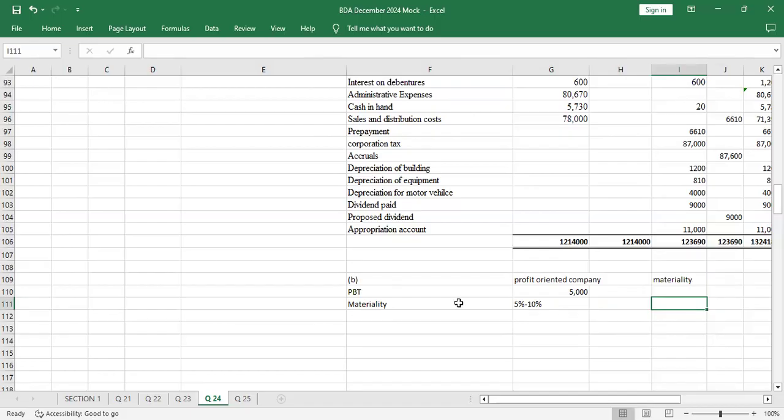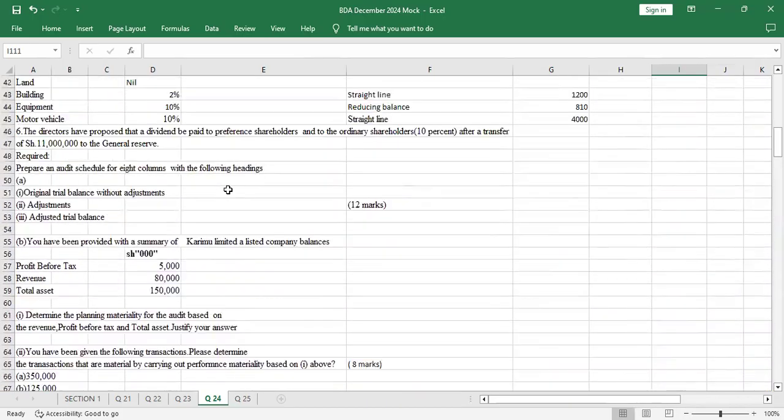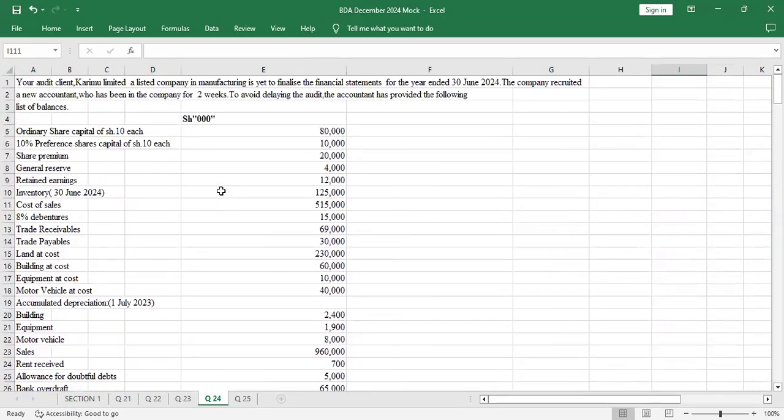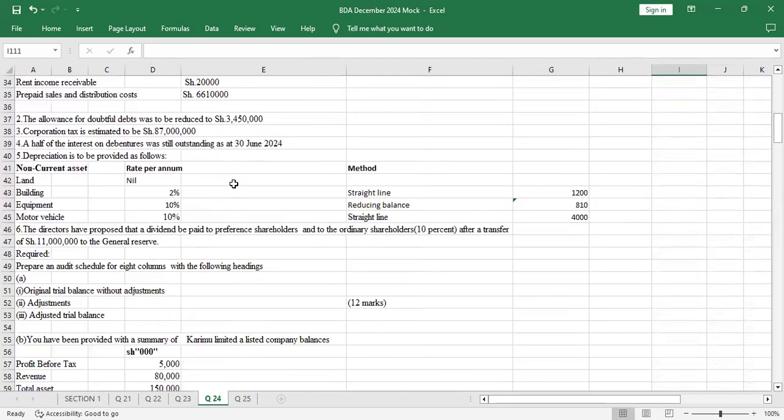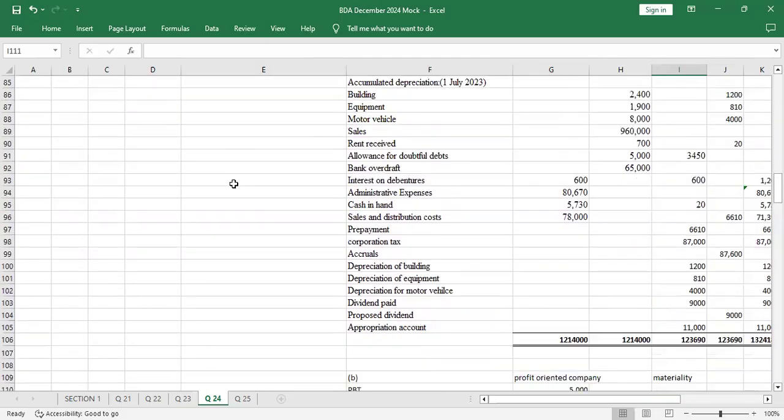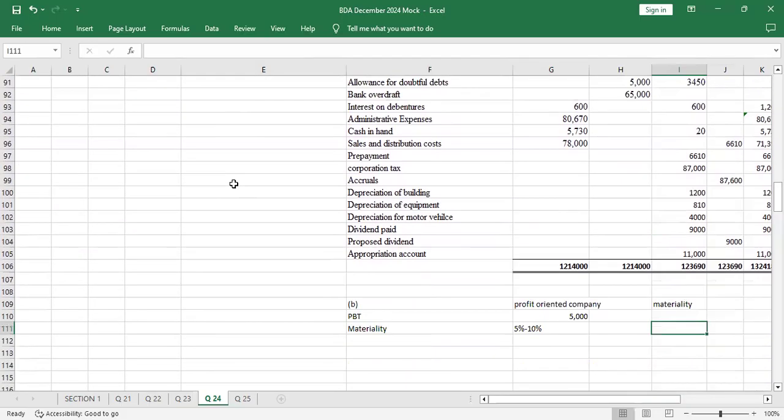So you go back to the question. You check whether the client is a high risk client. So what did I define as high risk client? A high risk client is a client that is listed or a new client. And the examiners told us that the client was a listed company. They are very specific, a listed company. So listed companies are high risk companies to an audit firm because they have so many shareholders.